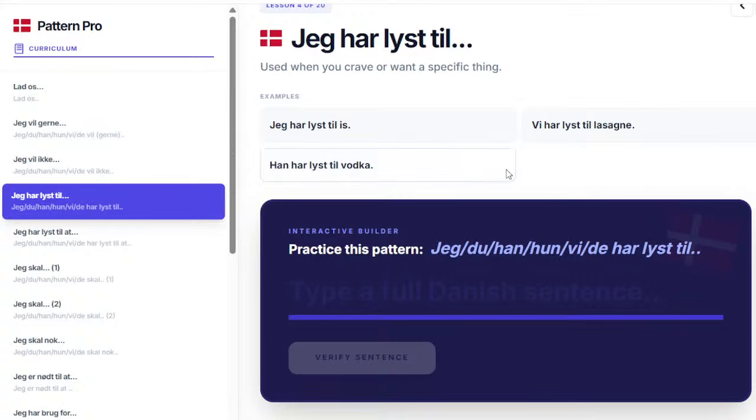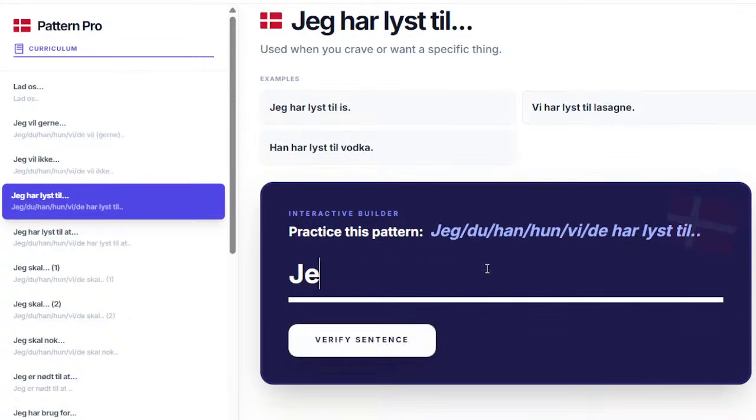What about this one? Jeg har lyst til. So you could say, jeg har lyst til is. Han har lyst til vodka. Vi har lyst til lasagne. You feel like having something. You're craving. You want it. Jeg har lyst til. So ice cream, vodka and lasagne. Easy.